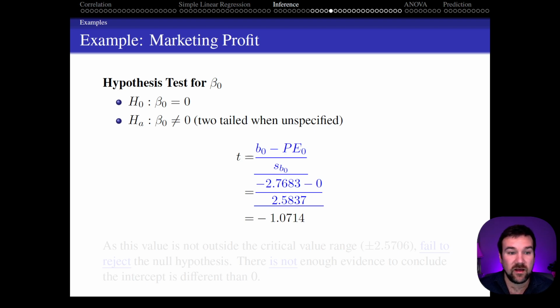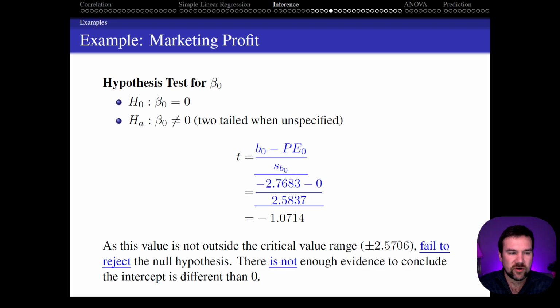All right. Anyway, we have our point estimate, negative 2.7683, over the standard error. And looking at this, that gives my test statistic to be negative 1.0714. So my critical value range, 2.57 and negative 2.57, negative 1.0714 is inside of these values. So it's not in the extreme range. Because of this, I went in thinking that the intercept was 0, and I didn't see anything to change my mind. So not enough evidence to reject the null hypothesis.